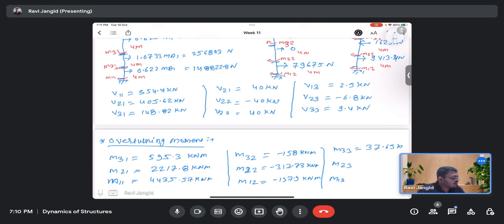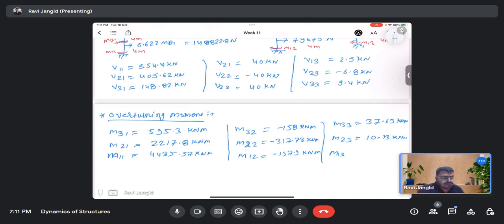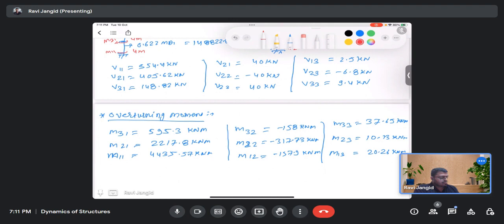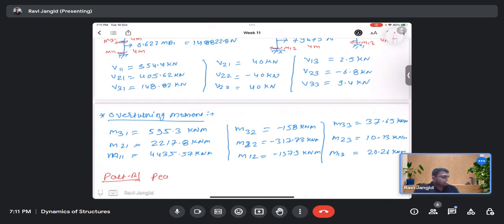M23 is coming out to be 10.13 kilonewton meter, and M13 is coming out to be 20.26 kilonewton meter. So these are the overturning moments, like each response we have calculated. Now we need to calculate the peak response quantities.